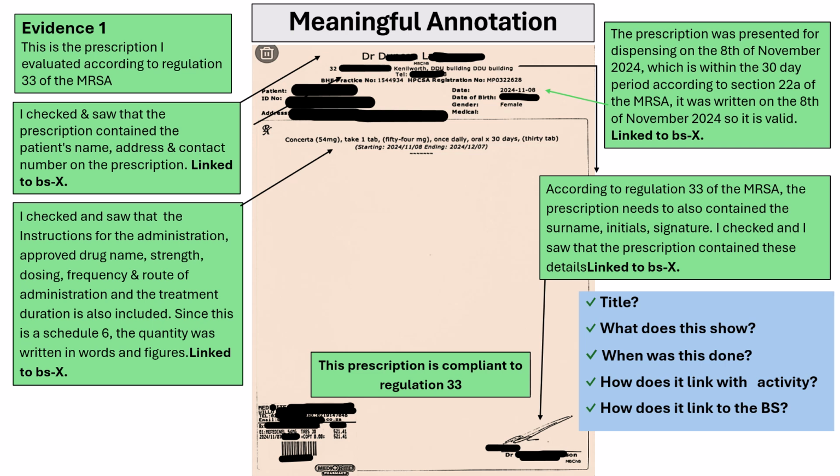There's a clearly labeled title, so it's evidence 1, and then they are starting their story. This is a prescription I evaluated according to Regulation 33 of the Medicines and Related Substance Control Act. Interesting. Okay. How did you do it?